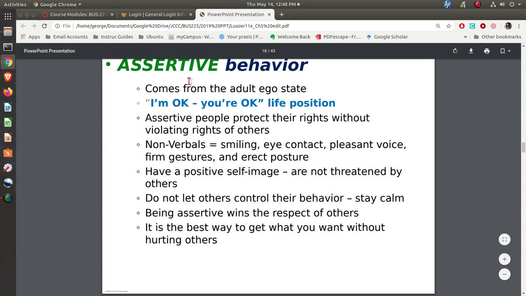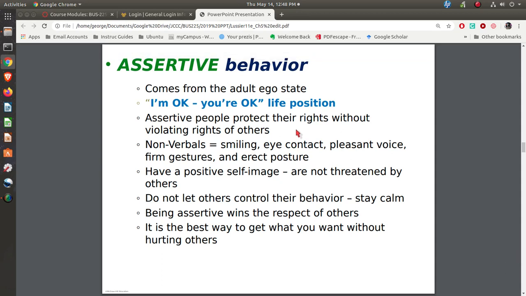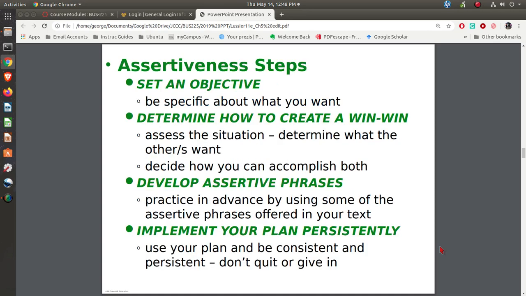The key is assertive behavior. Okay, it comes from that adult ego state. And what you're doing is protecting your own rights and not violating others. Think about the nonverbals, the smiling, the eye contact, and having a positive self-image of themselves.